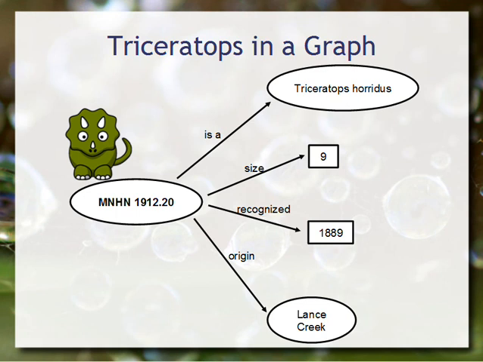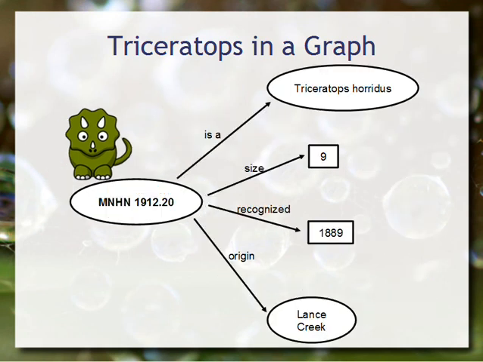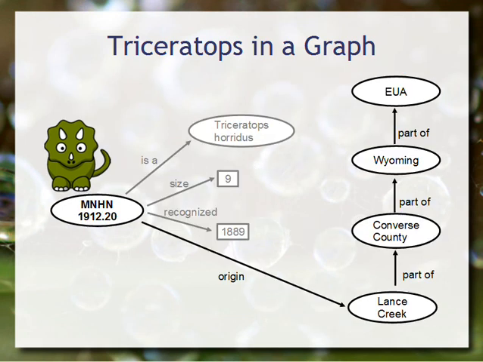So you have this graph here. And then you see here Lance Creek. Lance Creek is a place, and you tell me, but where is this place? Where is Lance Creek? So I can tell you that Lance Creek is part of this county, which is part of this state in the United States. So you can see that I can exploit the graph to get this node and connect to a chain of regions, each part of the other region, and so on and so forth.